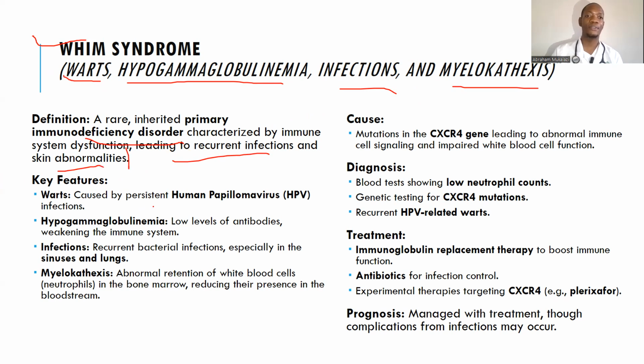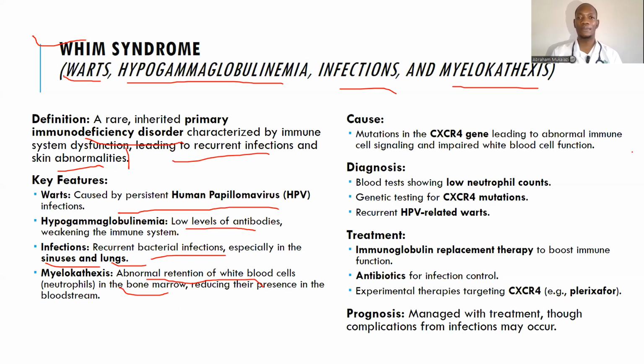The key features of WIM syndrome include persistent infection with HPV. Then we have hypogammaglobulinemia, which means low levels of antibodies, because if you have low gamma globulin, you cannot form most of the antibodies, which are formed from that precursor protein. Then someone will get recurrent bacterial infections, especially sinusitis and recurrent pneumonias. They also have abnormal retention of white blood cells, especially the neutrophils, in the bone marrow, and that means you don't have them in circulation, so that's why these infections usually disturb them a lot.